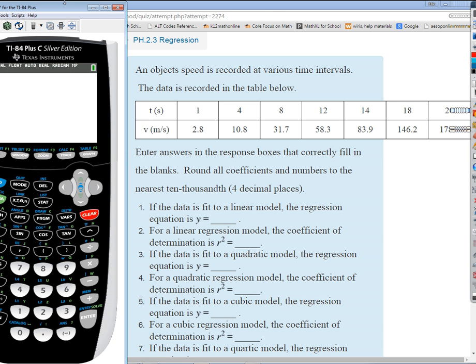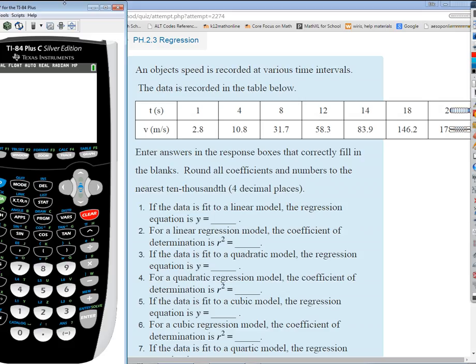Okay, so what we've got here is some data about speed at various time intervals. Ultimately we want to be able to make some kind of prediction, though this assignment doesn't even ask us to do that. It just wants us to go through the process of calculating the regression models and then deciding, though this isn't a question, what's the best model here for us.